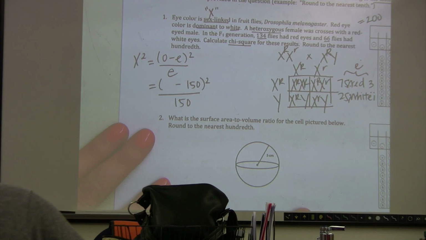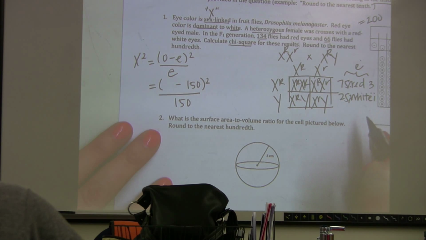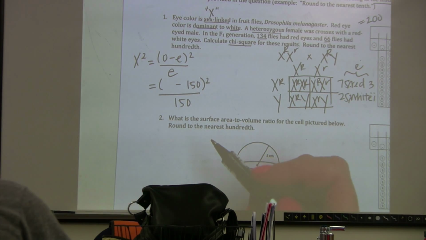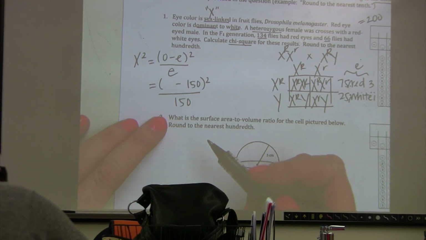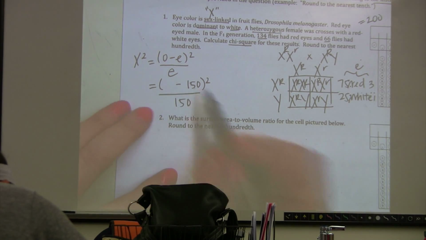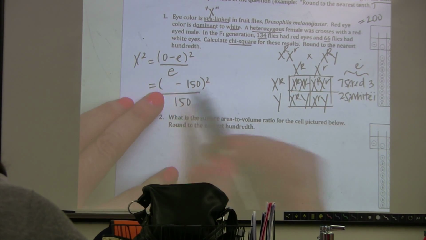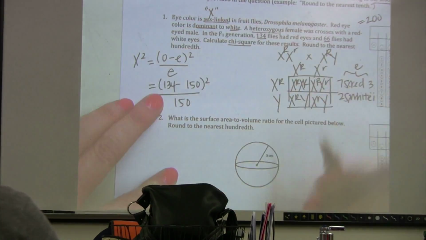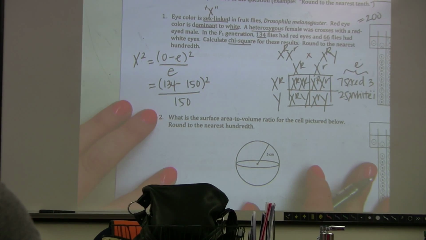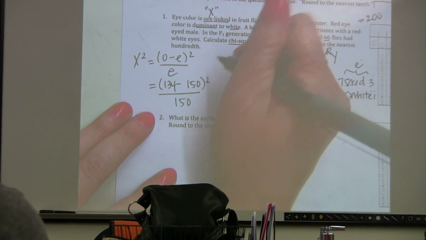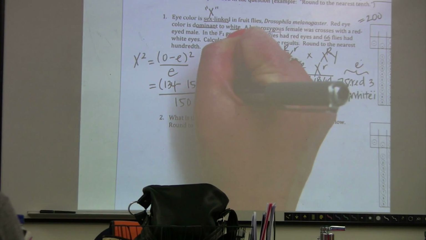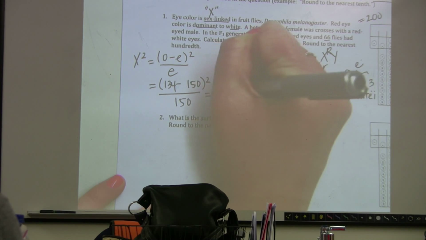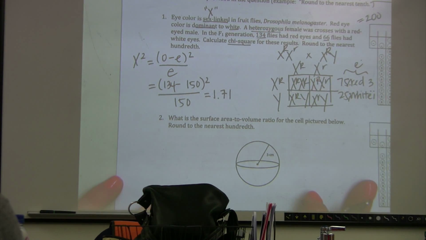How are we doing so far? Okay, so we're calculating this for red first. We also have to do this for white. Now we have to find our observed. What's our observed? There you go, 134. So 134 minus 150, squared, over 150. Can somebody do that for me, please? 1.71 is what we get so far.